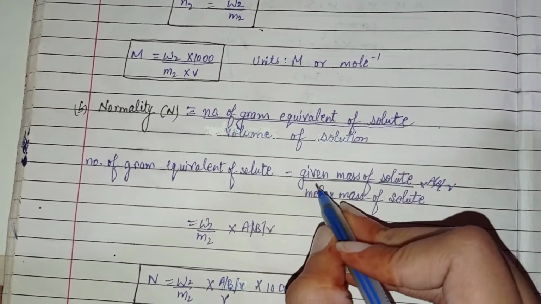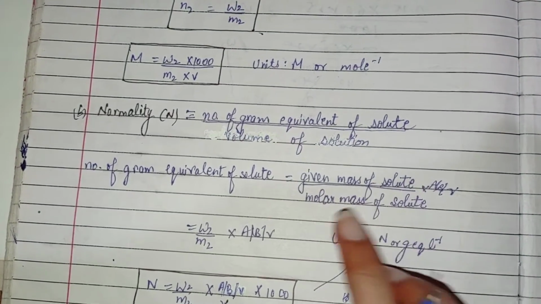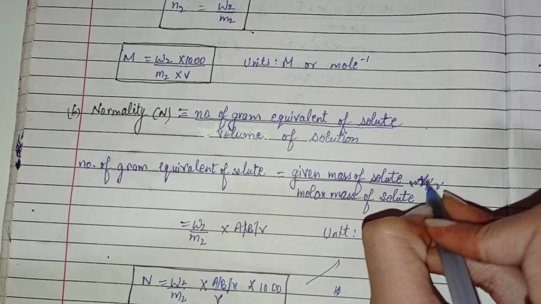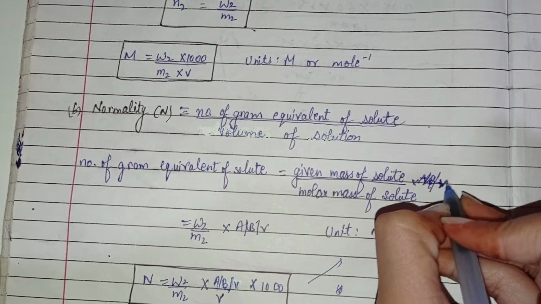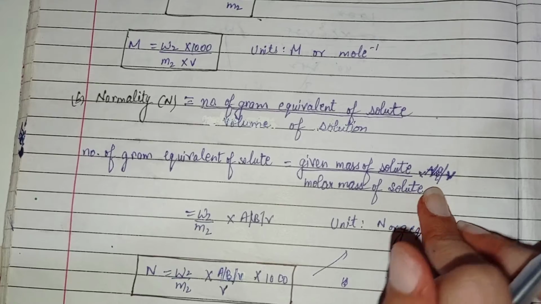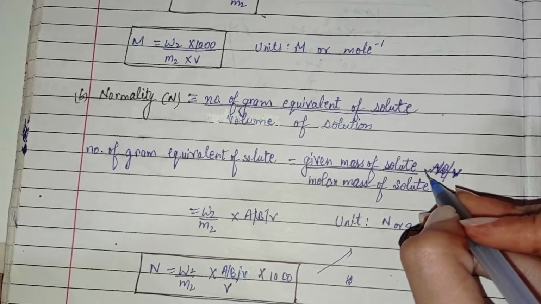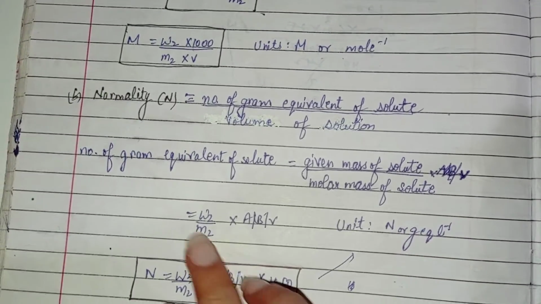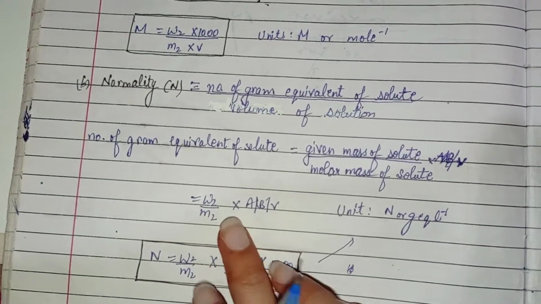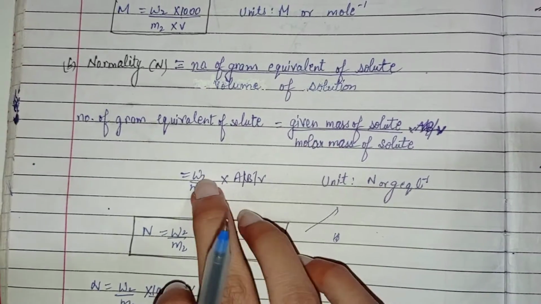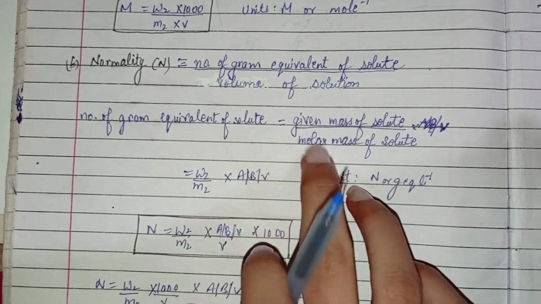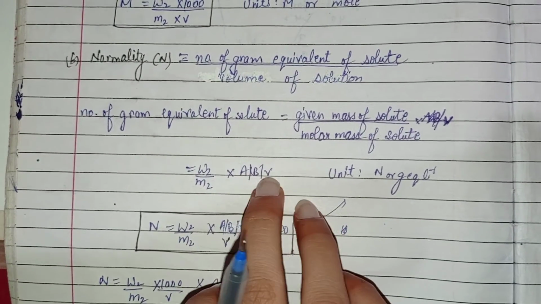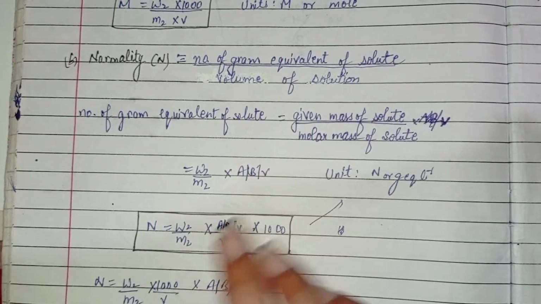Only the difference is here: the given mass of solute upon molar mass of solute is multiplied by acidity, basicity and valency. So what will the formula become here? W2 upon molar mass of solute, small m2, into acidity, basicity and valency.